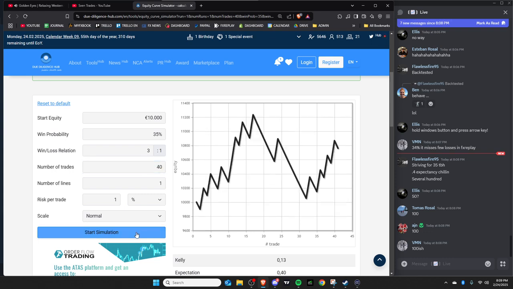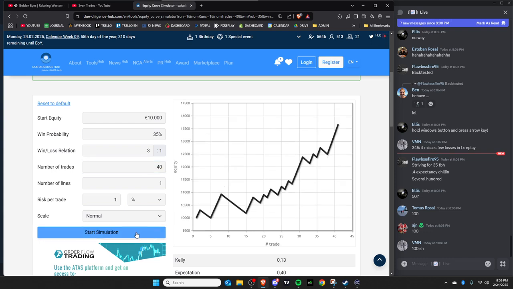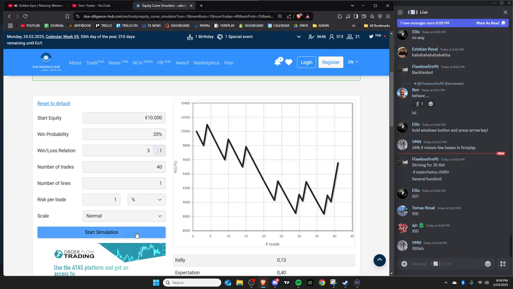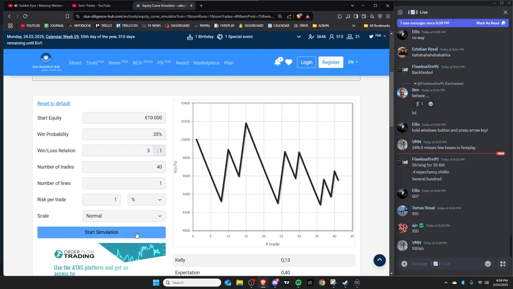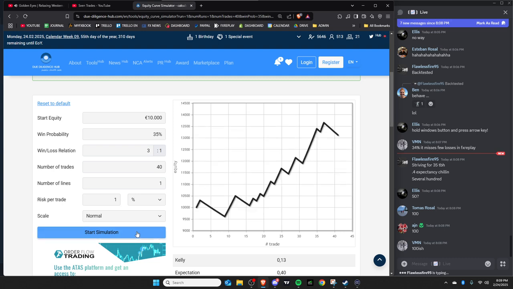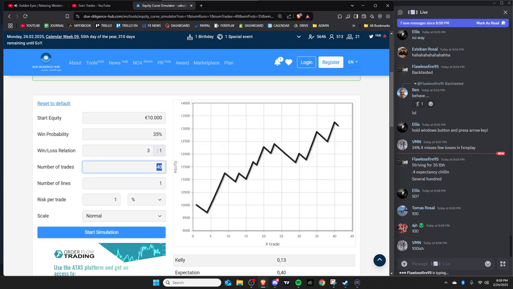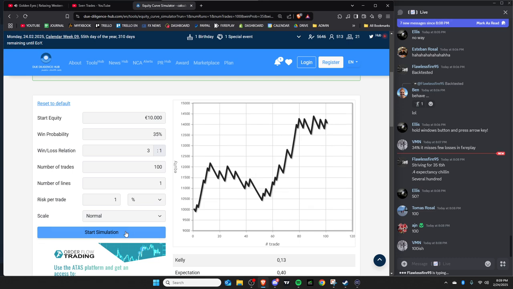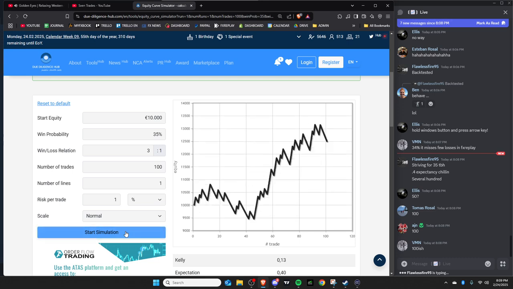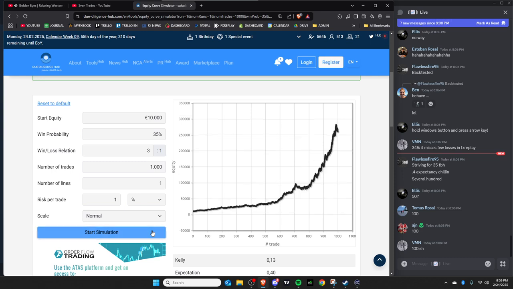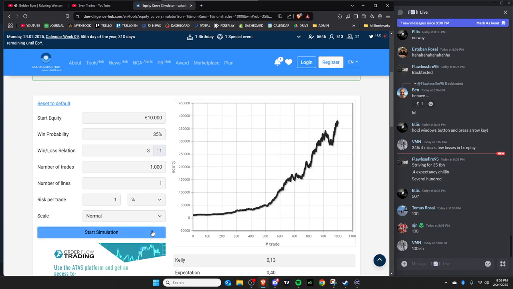So in most scenarios, if you're profitable, you're going to see it with around 40 trades. But basically, the more trades you have, so let's do 100, the easier it is to see. Now, if you do 1,000, you'll see that this is a beautiful equity curve.